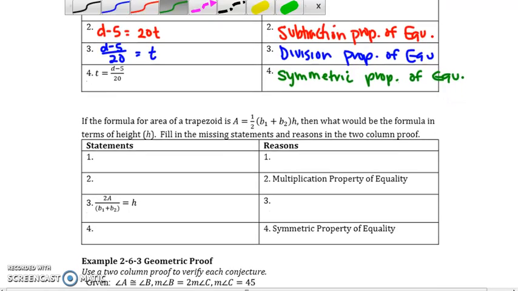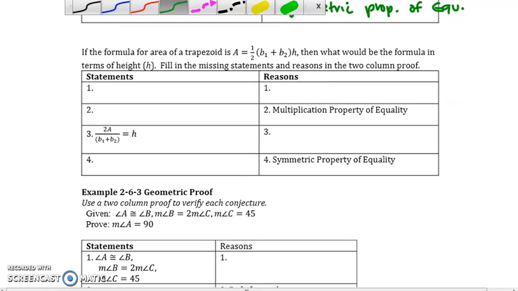All right, so our next one, you can try it on your own or you can continue to watch along here. Our first is usually our given statement, what they're giving us. Our last is usually what we're trying to prove, and they'll usually tell us both of those. So if the formula for area of trapezoid is this, then what would be the formula in terms of h? So we're trying to get what h equals, and up here we're starting out with our area formula. So we're going to copy down what they're giving us and we're going to put given. Okay, because this is given to us.